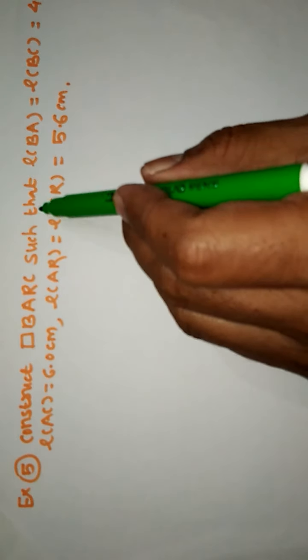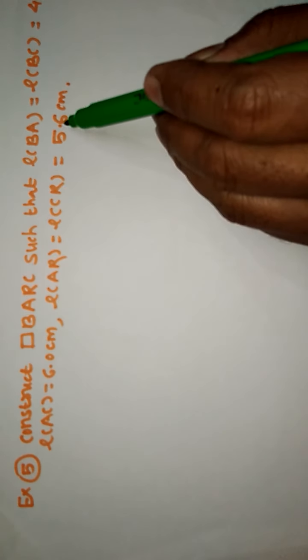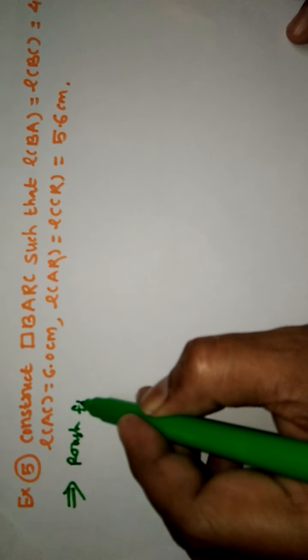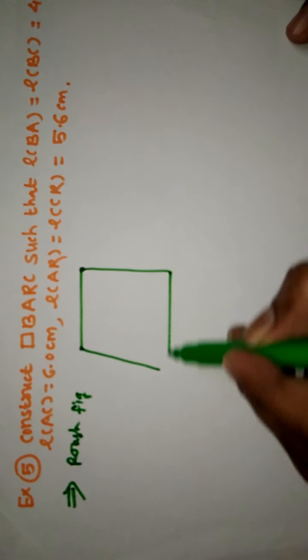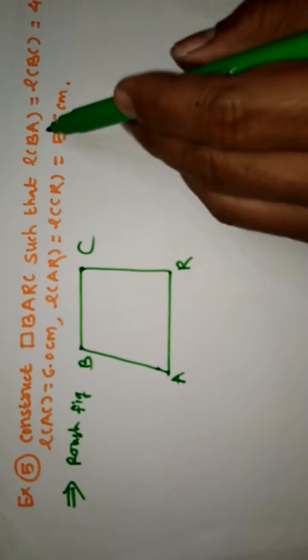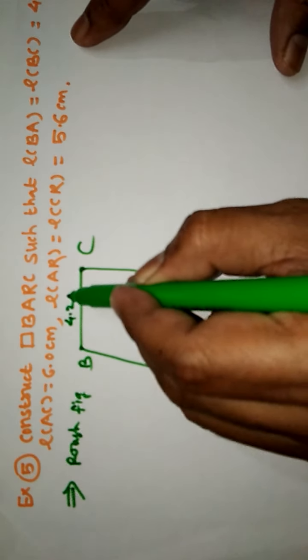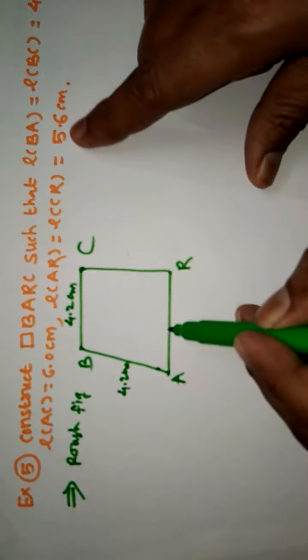Example number 5. Construct quadrilateral BARC such that BA is equal to BC is equal to 4.2 cm, AC is equal to 6 cm, AR and CR are congruent having length 5.6 cm. Then construct BARC. First we draw a rough figure. BARC. Now note the measurements: BA and BC are the same, 4.2 cm. AR and CR are congruent.